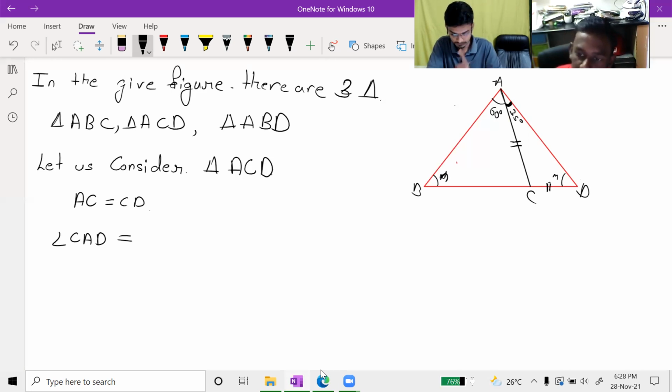C and D. Angle ACD, beta. ACD. ADC. Okay, sir. Angle ADC. See, these two are the equal sides. Then this triangle is an isosceles triangle. The opposite angles of the equal sides will be equal to each other, na? Yes, sir. That was what I was telling you.